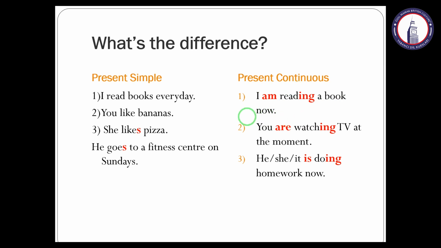You is our subject, are comes collocated actually with you, and watch is the first form of the verb because watch is a regular verb, and all the three forms are like this: watch, watched, watched. TV at the moment means now, they have the same meaning. And as you can see here, he, she, it is doing, and he, she, it, as I told you, they are third person, they come with is, the first form of the verb, and ing, homework, now.